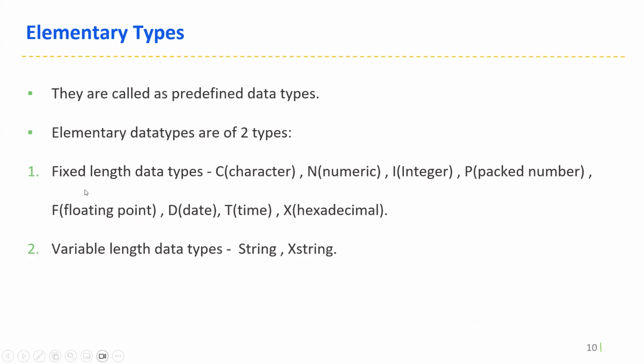Fixed length is nothing but there is a specific length which SAP has already defined for these data types. Under the fixed length data type, we have different data types like character, numeric, integer, packed number, floating point, date, time, hexadecimal. We don't mostly use hexadecimal. Floating also, we don't use much, only 10% we will use floating. Under the variable length data type, we have string and xstring.